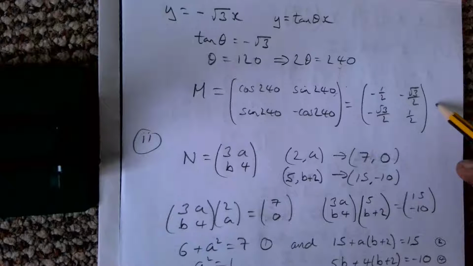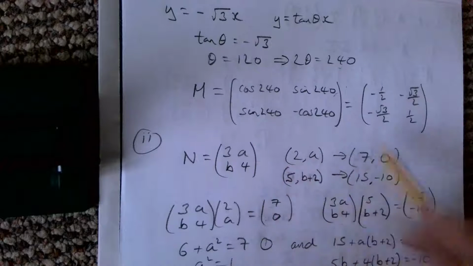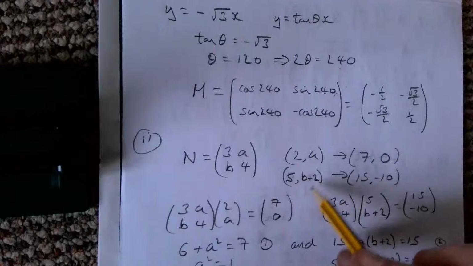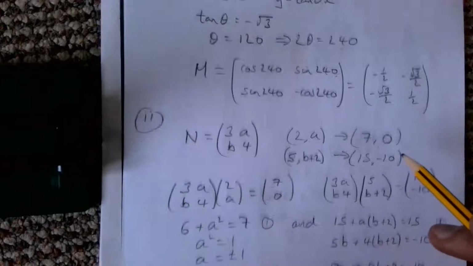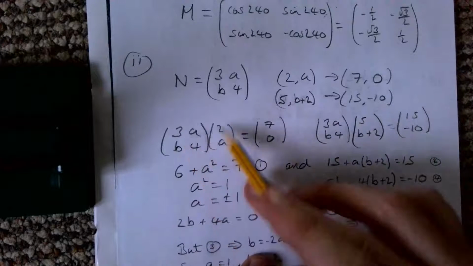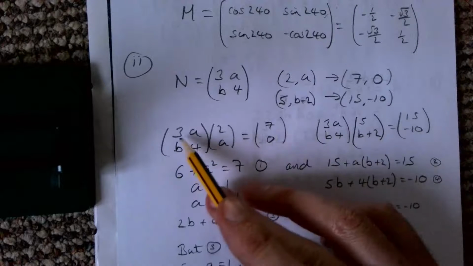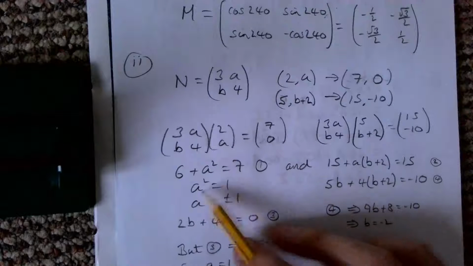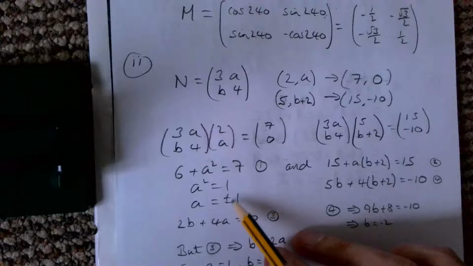Part 2 says the transformation represented by the 2 by 2 matrix N is 3, a, b, 4. And it maps the point (2, a) onto (7, 0), and the point (5, b plus 2) onto (15, minus 10). So how do we go about that then? We know this matrix, whenever you put the point (2, a) into it, gives us (7, 0). So if we multiply through our top line, 3 times 2 gives us 6, a times a is a squared, gives us 7, we get a squared equals 1, so a is plus or minus 1, we'll come back to that one.